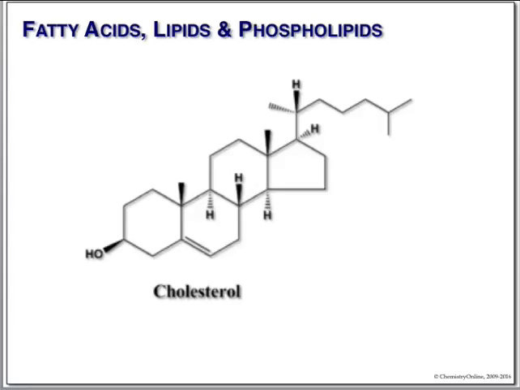Finally, you can't talk about fats without talking about cholesterol. This is cholesterol. Now we know a little bit about chemistry now. We can look and see this is an alcohol, isn't it? A 6-membered ring, here's a double bond in a 6-membered ring. Another 6, here's a 5, and here's a side chain sticking out.